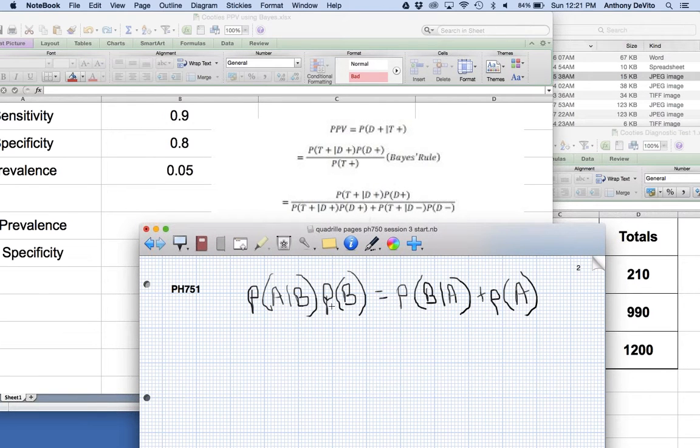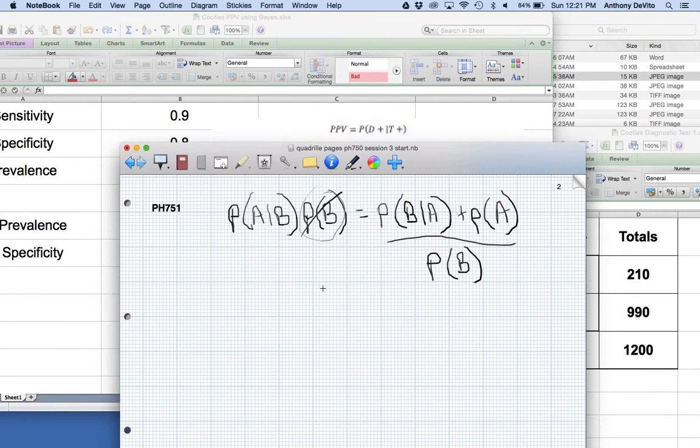Okay, so now one of the things you can see right away is I can take this, just divide both sides by the probability of B, and just move this over to this side. Probability of B down in the bottom here. Okay, so now I'm going to translate this into something that makes more sense in terms of diagnostics. I'm going to say that A is the probability of having the disease. Right? And I'm going to say that B is the probability of testing positive.